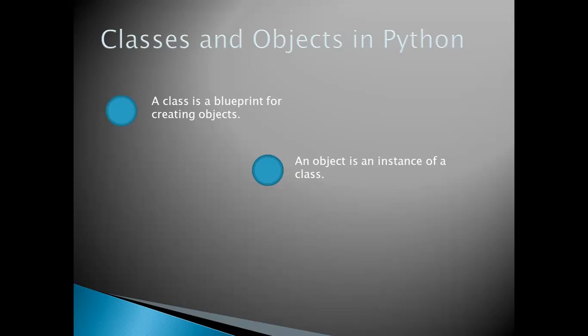And an object is an instance of a class. It is a concrete realization of the class with specific values of its attributes. You can create objects by instantiating a class.